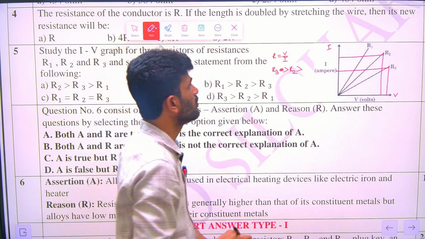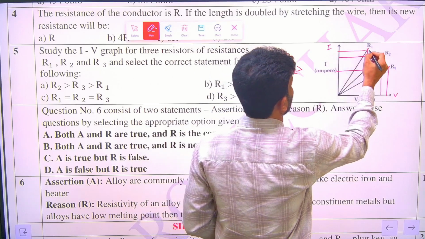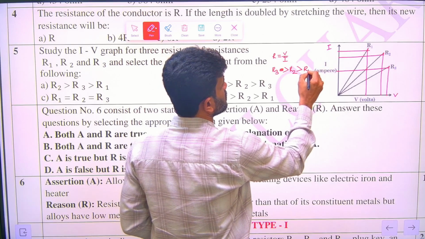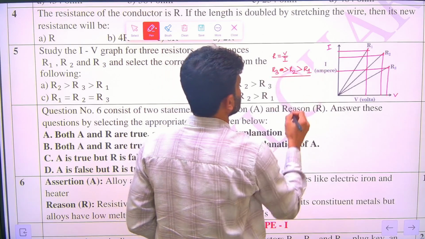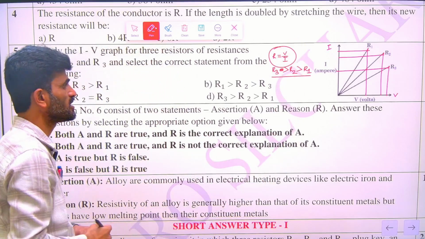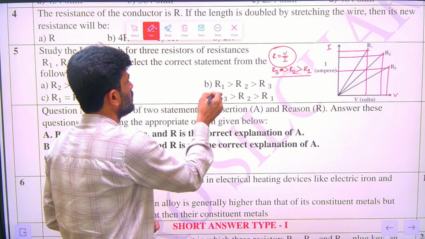Coming to the third one, voltage is less compared to the first two and current is more. In this case, resistance will be less. So R1 is the least. Only one thing you have to remember: where voltage is more, there resistance will be more. So which option is correct? Option B is correct.